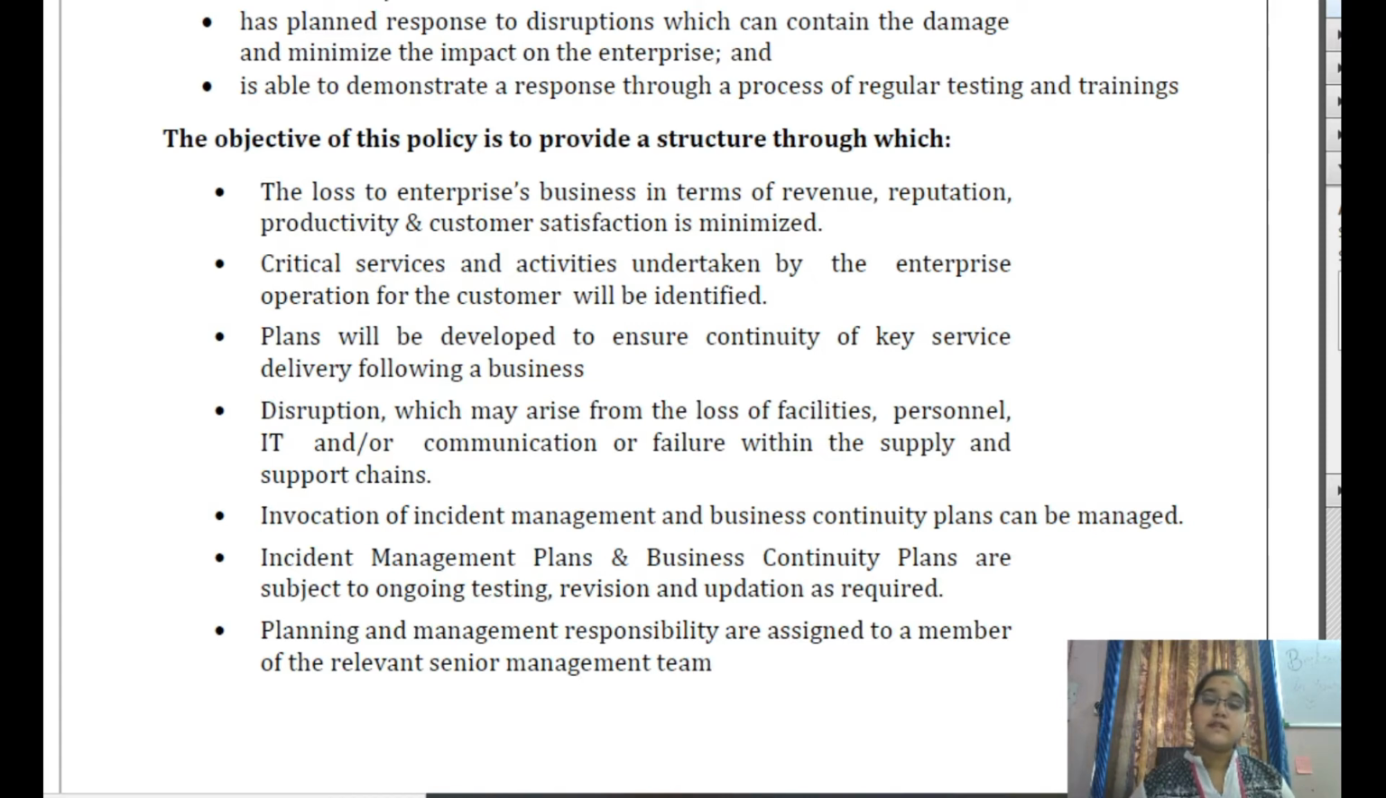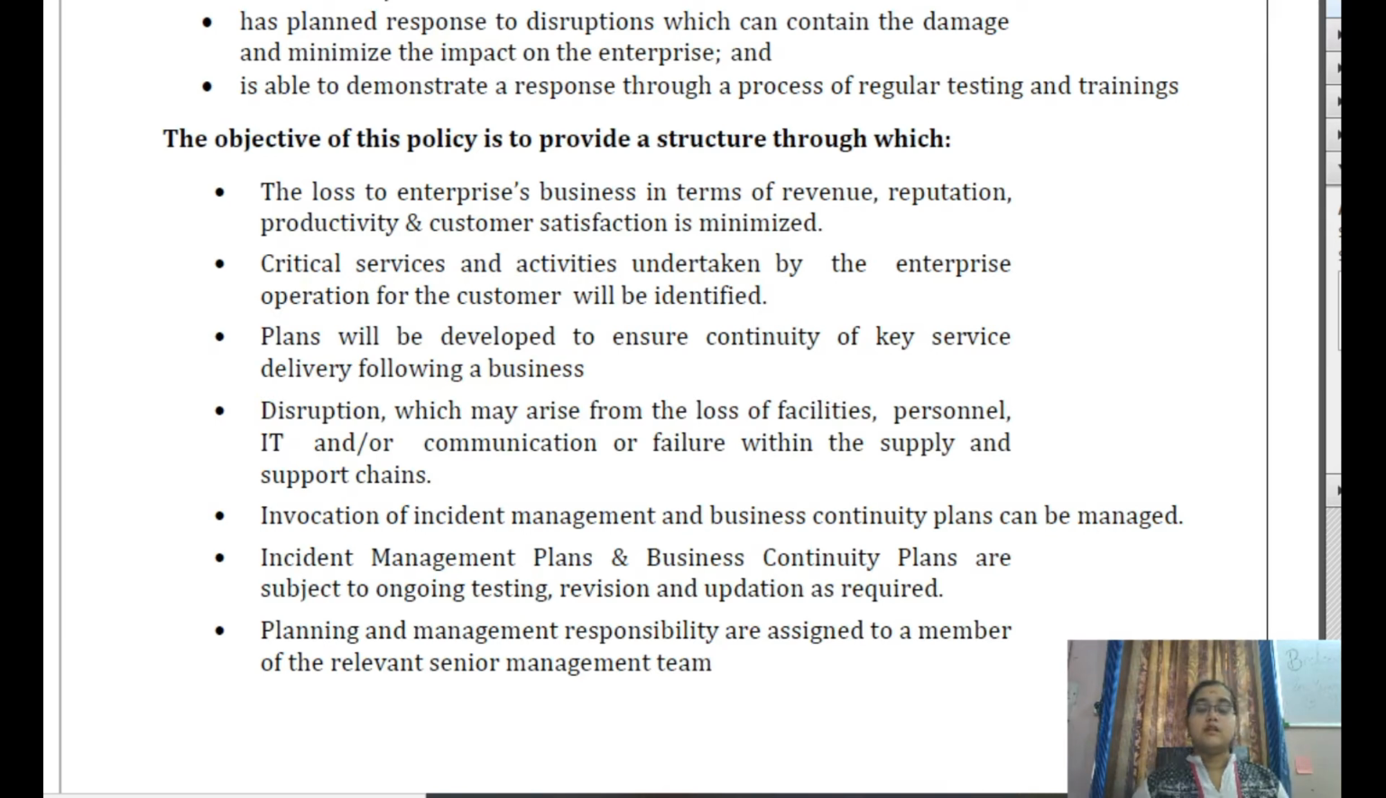Then invocation of the incident management plan: the policy must state what happens for the plan to be started. If this happens, then only the incident management plan must be taken up. If this doesn't happen, there is no need to start that plan. Therefore, it will give the conditions for invocation of the plan, and the business continuity plan can be managed. Then the incident management plan and business continuity plan are subject to ongoing test. Therefore, the policy will specify what test will be done, when the test will be done, etc.